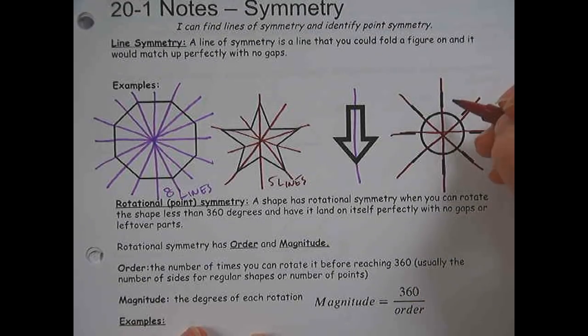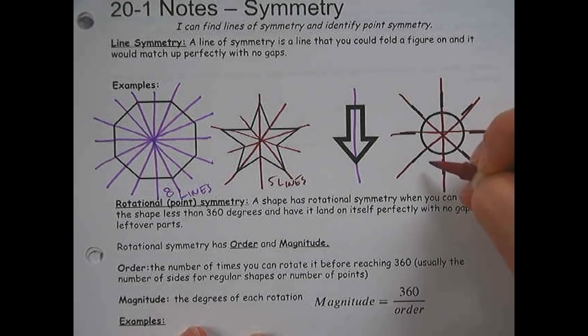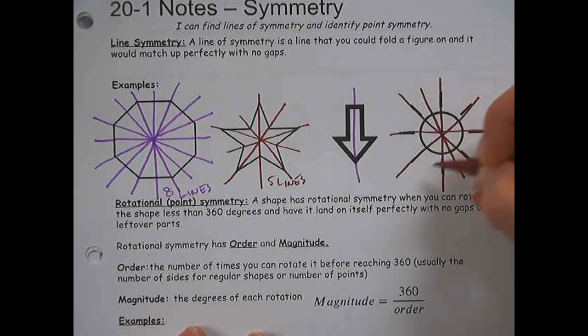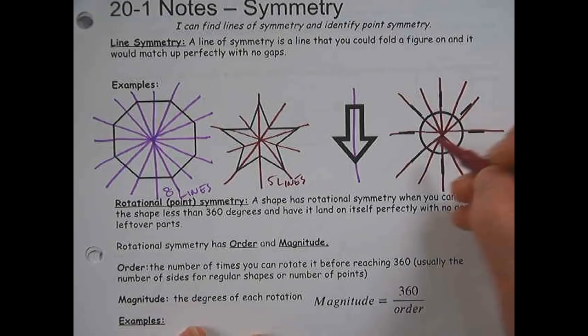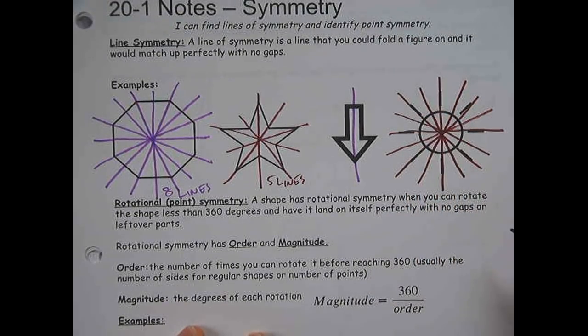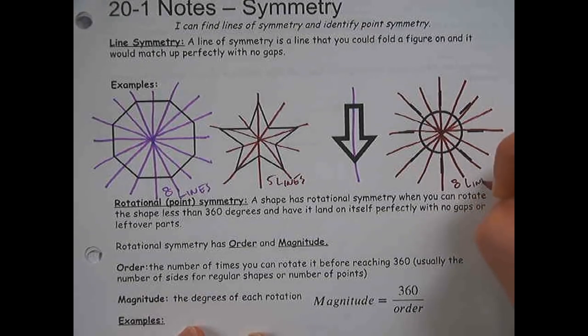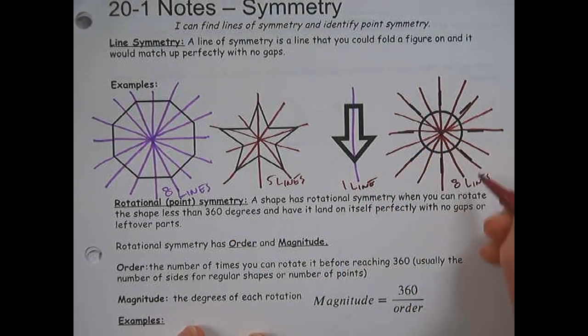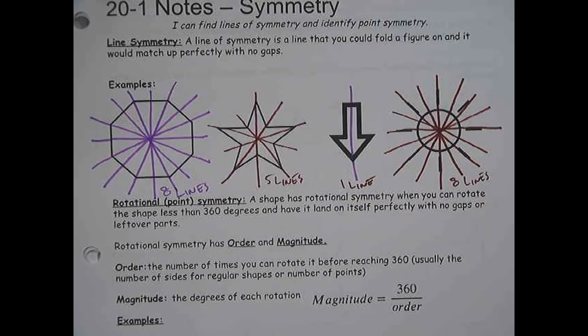And then there are also these gaps in here, the negative space. I can also make a line of symmetry through each of those. So that's also going to be a shape that has 8 lines of symmetry. So we have 8 lines, 5 lines, 1 line, and then another with 8 lines. That's line symmetry in a nutshell.